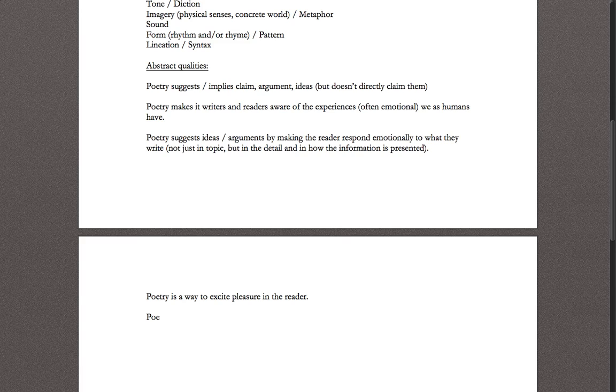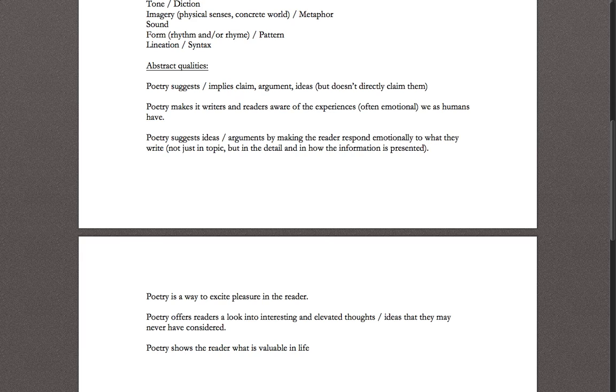And I also like the other thing. Poetry offers readers a look into interesting, elevated thoughts or ideas that they may never have considered. I'm going to add one thing here. Poetry, let's see, how do I want to say this? Poetry shows the reader what is valuable in life. Remember the question when we read a poem, what does this poem value? That's a good question to ask.